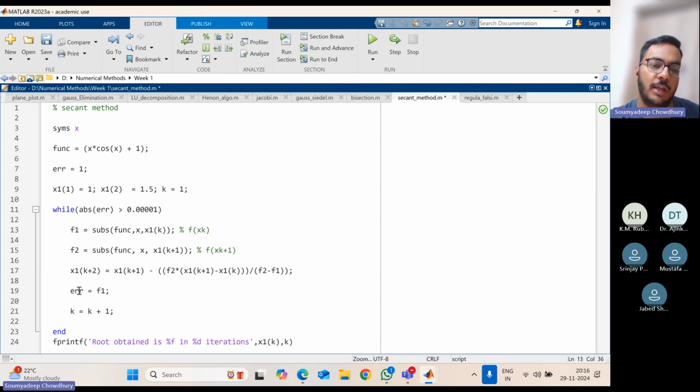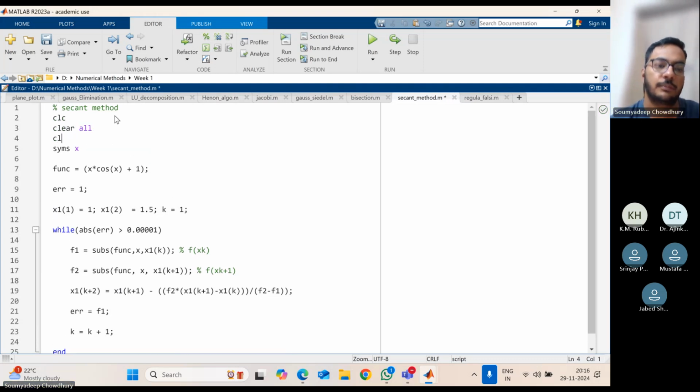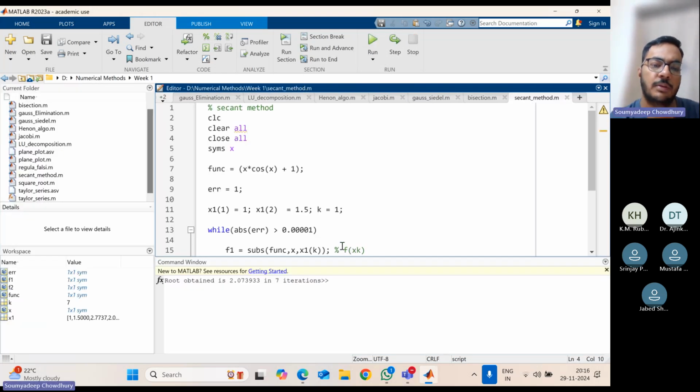Now we are using this error, which is f1. F1 means this f of x_k, right? Once you have converged, if x_k is your root, then f of x_k should be equal to 0. Exactly. So that's why we are using error equal to f1. Till this f of x_k is almost equal to 0, we continue the solution. And then k equals k plus 1, and then we are printing this. So if you see this, I'll use the clear command. It is giving me root around 2.073, the same, in 7 iterations.